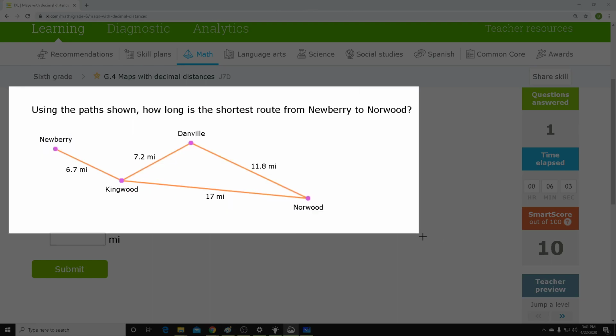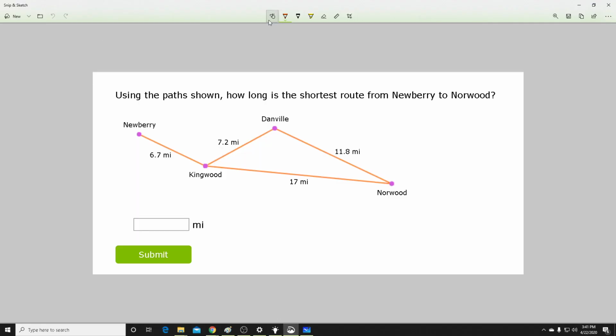Let's do a new page here. Newberry to Norwood. That's our key information here. And we're trying to find how long is the shortest route. That's something very easy to miss. In fact, I almost did the first time. That's why it's always good to read these more than once. How long is the shortest route? So that tells us we need to find what the smallest route possible is from Newberry to Norwood.